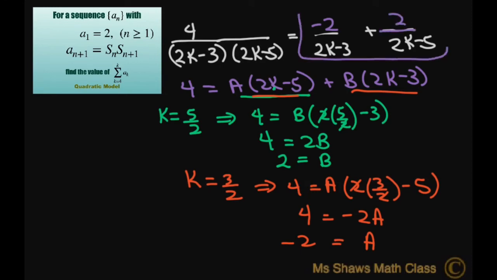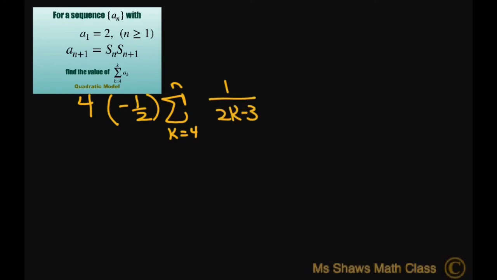So I can break this up like that and pull it out front. So now we're almost done. So now let's see what we get. I'm going to pull everything out. So we're going to have 4, and then we're going to have negative 1/2 times the sum from k equals 4 to n of 1 divided by 2k minus 3 minus 1 divided by 2k minus 5. Let's do that.